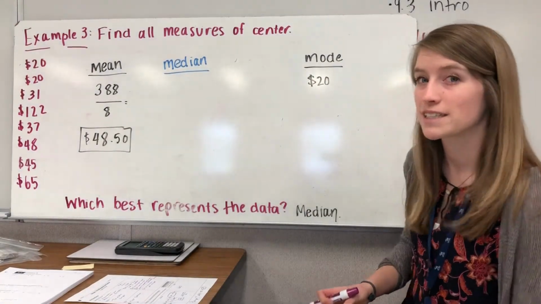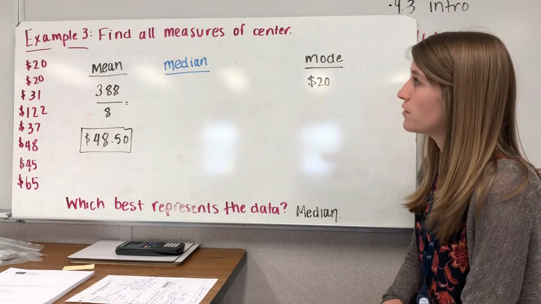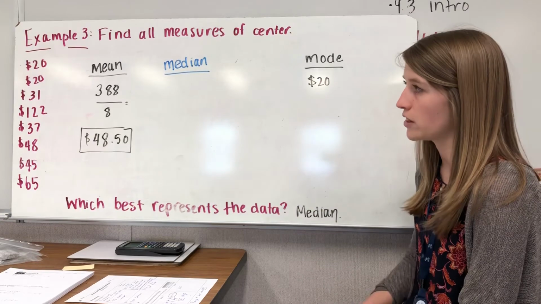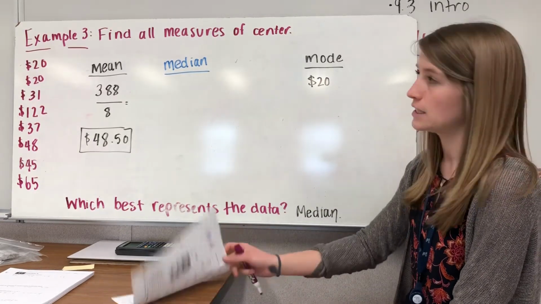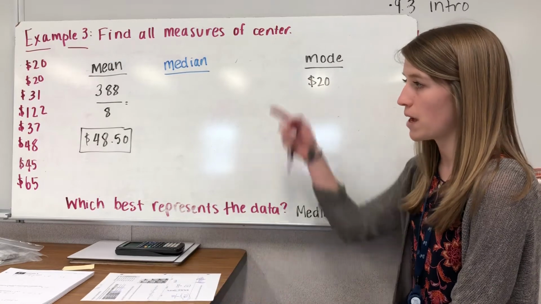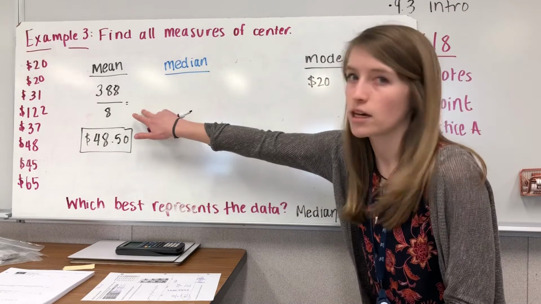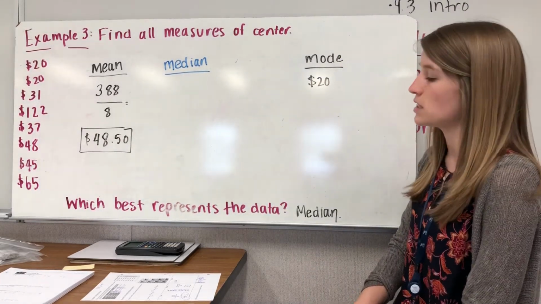I want you to complete example 2 on your own, but let's try example 3 together. I want to find all the measures of center. So there's all my data right there listed out for you. These are again prices of sneakers. The mean I found by adding all of the numbers up. I got 380. There were 8 numbers, so I divided it by 8. That would leave me with $48.50.